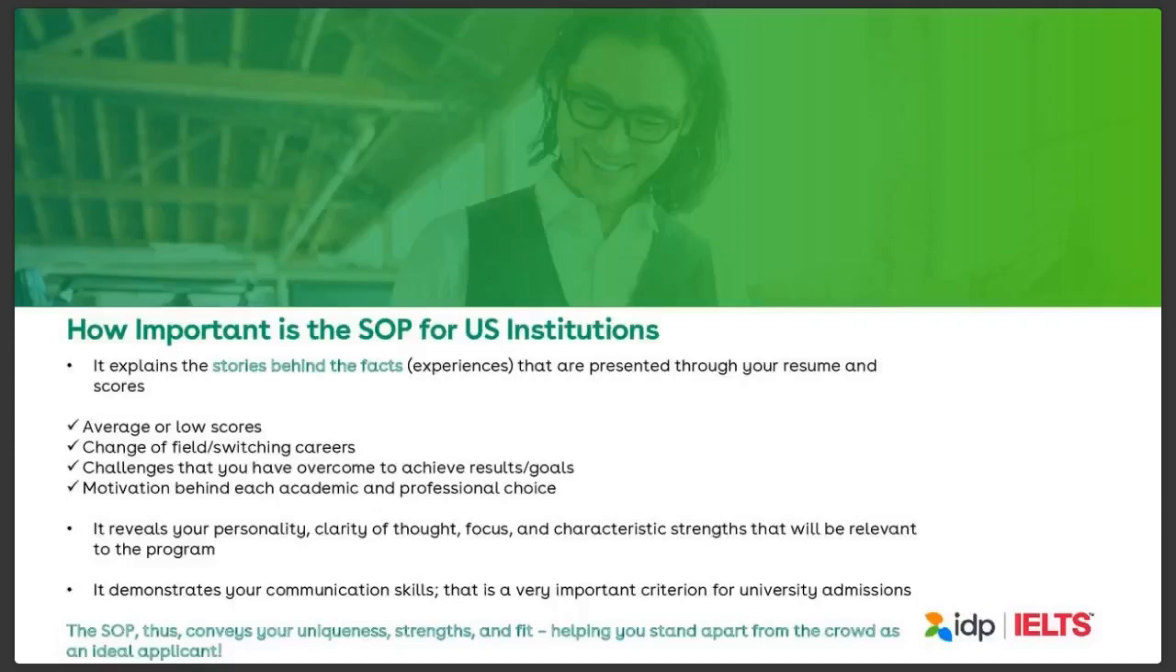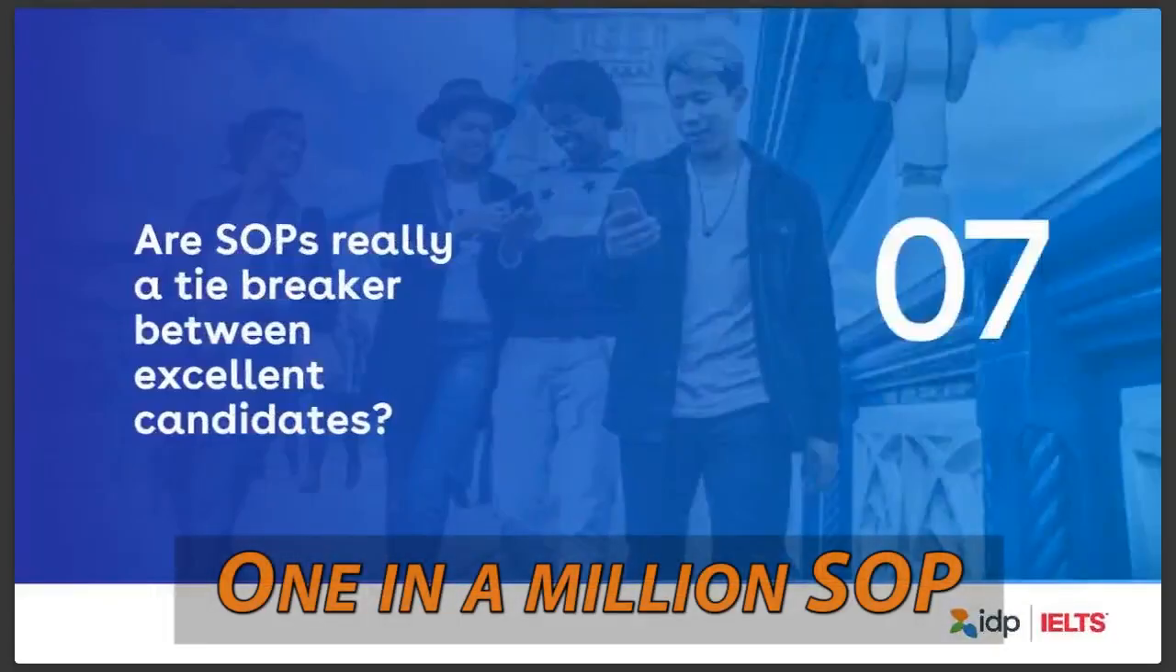One thing is very important: mention the facts that are relevant to your program and your career goals. It demonstrates your communication skills, which is a very important criterion for university admission. US universities are looking for holistic students, as Yukti just mentioned, and what they want to see is how well a student can communicate their own goals and their own future vision through an SOP. So the SOP conveys your uniqueness, strength, and wit, helping you stand apart from the crowd as an ideal applicant. So, is an SOP really a tiebreaker between excellent candidates?